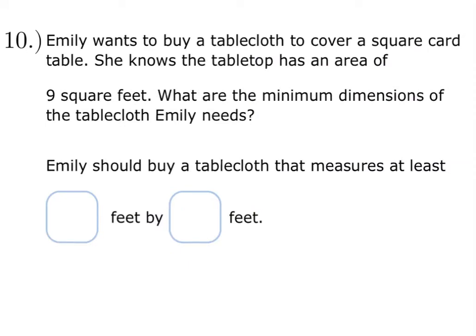Number 10, this is our last example. Emily wants to buy a tablecloth to cover a square card table. Okay, so write that down, square card table. This means I'm going to be looking for a square root. She knows the tabletop has an area of 9 feet squared. So let's write that also, but let's write it with our abbreviations and our symbols. So I'm going to abbreviate A for area. Area is 9 square feet. So 9, FT for feet, and squared is a small 2.